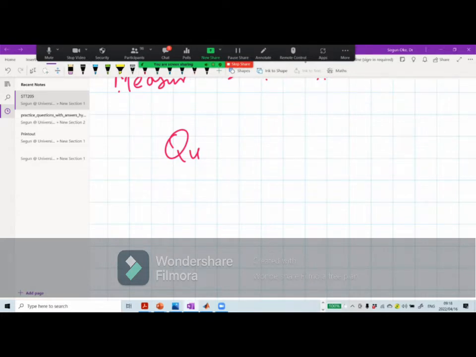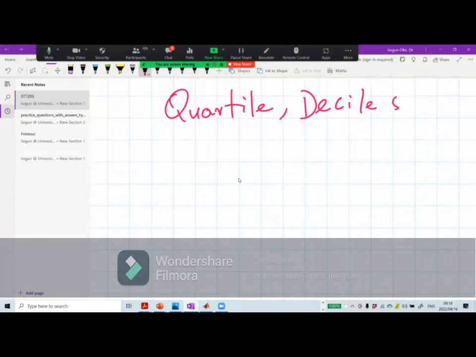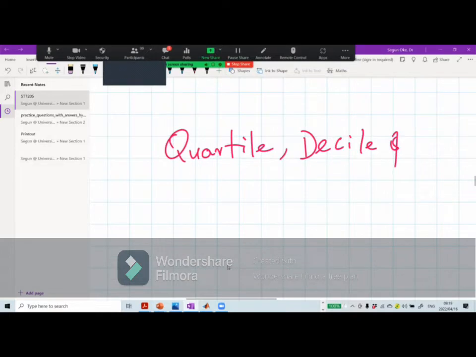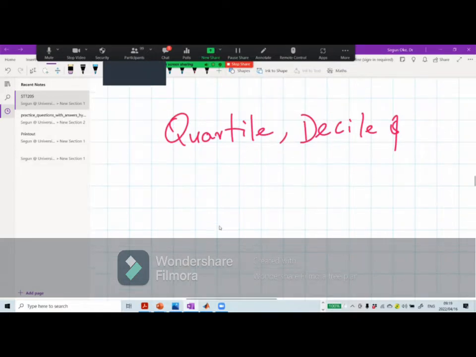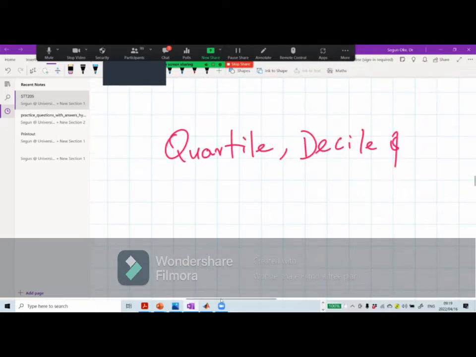Let me delete this, because I notice that we have a lot of questions on that, and I need to explain to so many of us quartile, decile. When we are talking about quartile, what do we mean? Anybody? If you know it, just raise up your hand. Yes, Gift. Yes, sir. Right. Quartile means dividing the set into 4. Quartile means divided by 4, right?